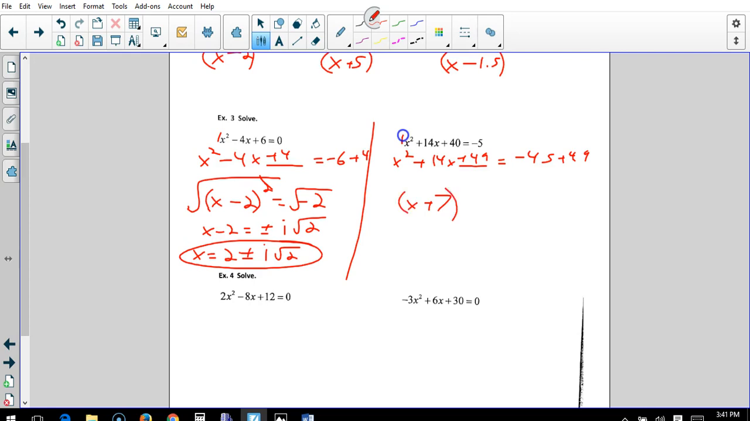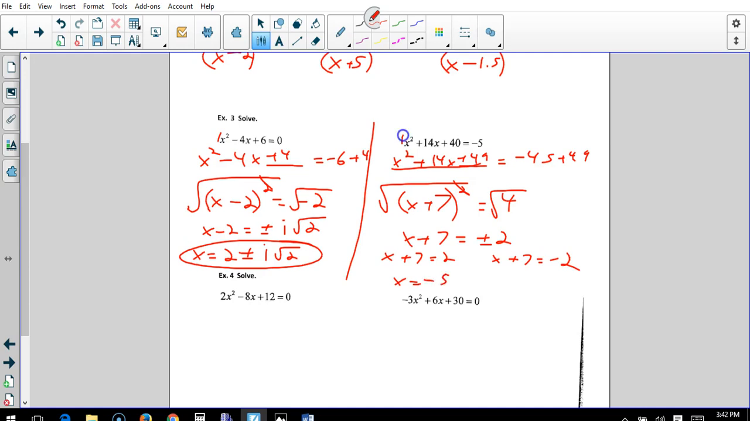Now, the shortcut is, I just write x plus 7 squared. That is this factor. Equals 49 minus 45, which is 4. Now, I square root both sides to get rid of that 2. And so I get x plus 7 equals plus or minus 2. So that's x plus 7 equals positive 2, and x plus 7 equals negative 2. I subtract 7 from both sides, and I get -5, and I get -9.